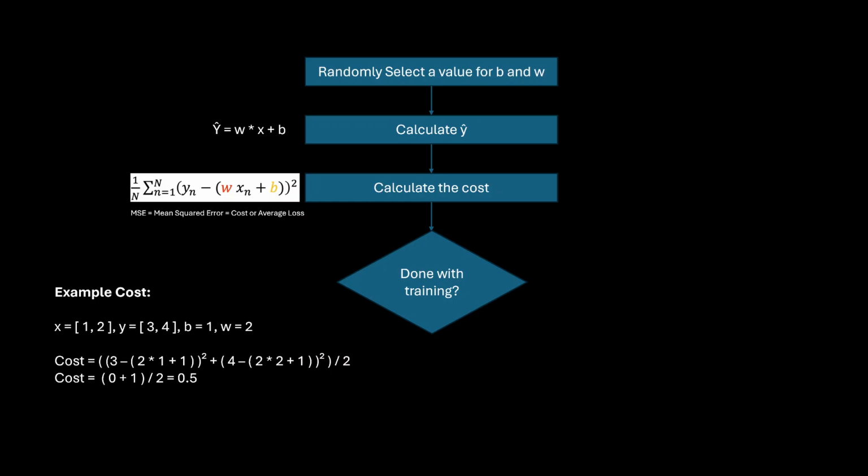So then we ask this question, are we done with training? Which means, do we have a minimum value of cost? If yes, the training is done. We have identified at this point the right value of the bias and the right value of the weight that will give us the best relationship between y hat and the input.